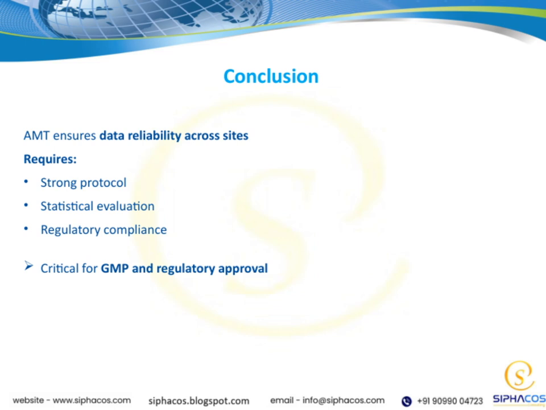Along with that, we need robust statistical evaluation to verify that data from various sites is comparable and accurate. And of course, regulatory compliance is essential. Meeting these standards not only ensures the integrity of our data, but is also critical for gaining GMP, or Good Manufacturing Practice, approval and regulatory authorization. In the end, these elements, strong protocols, solid statistical evaluation, and regulatory adherence, are what make AMT a reliable foundation for successful drug development and approval.